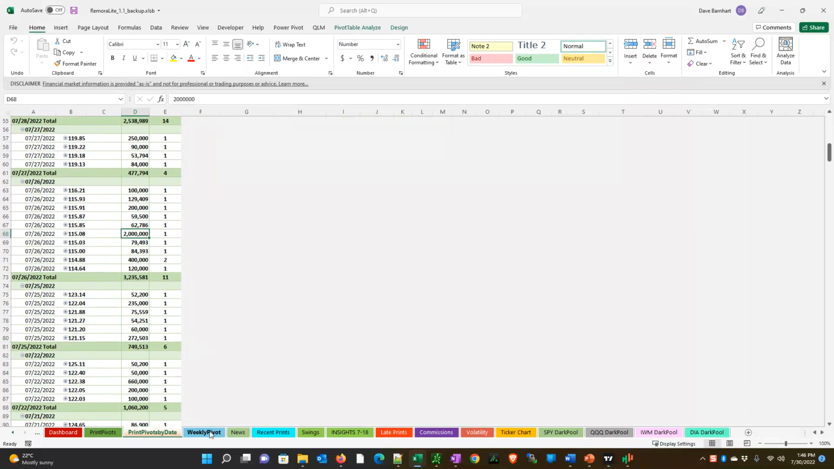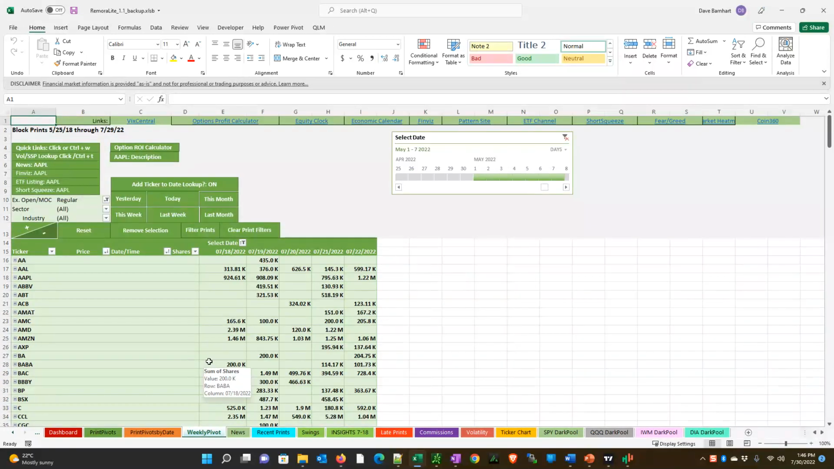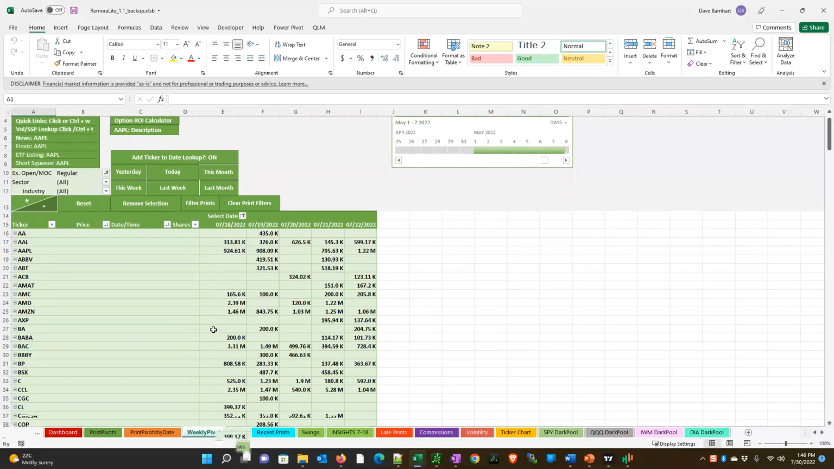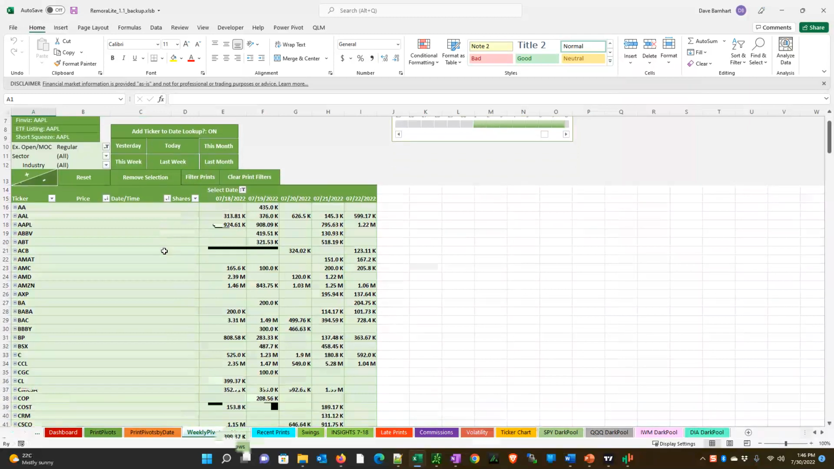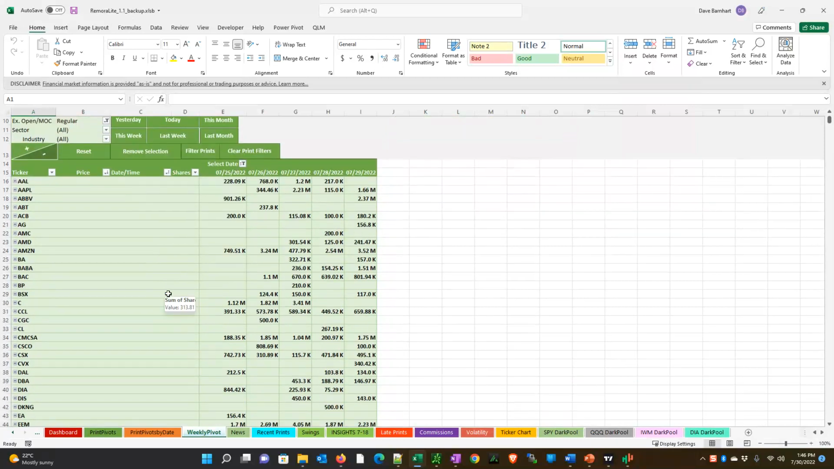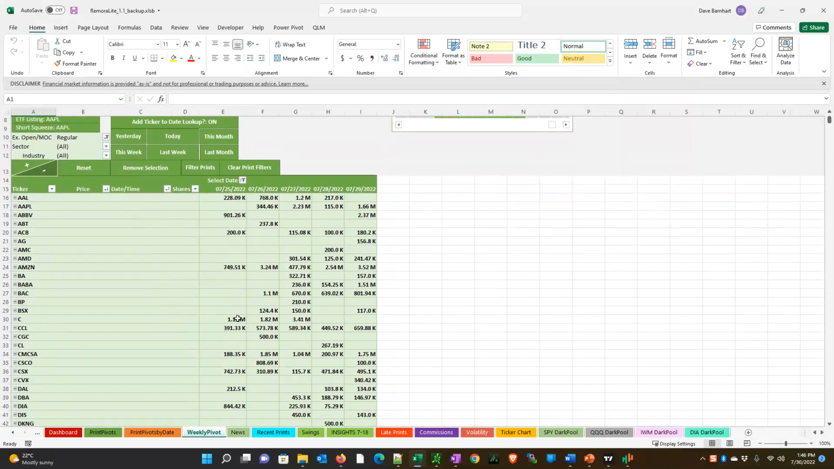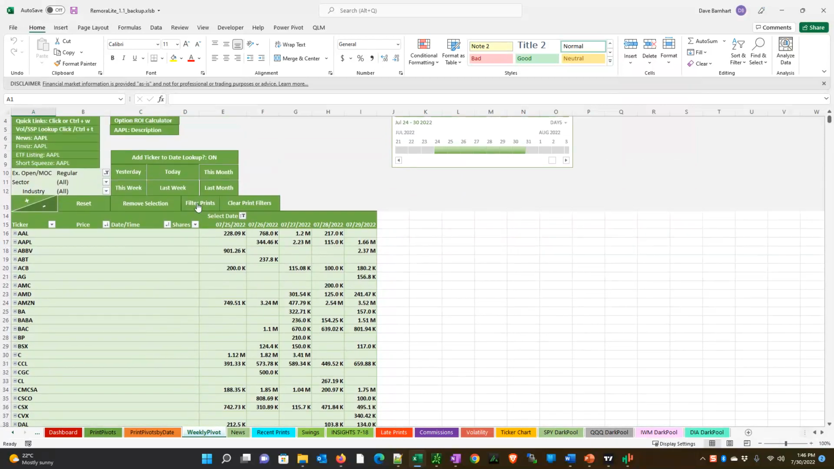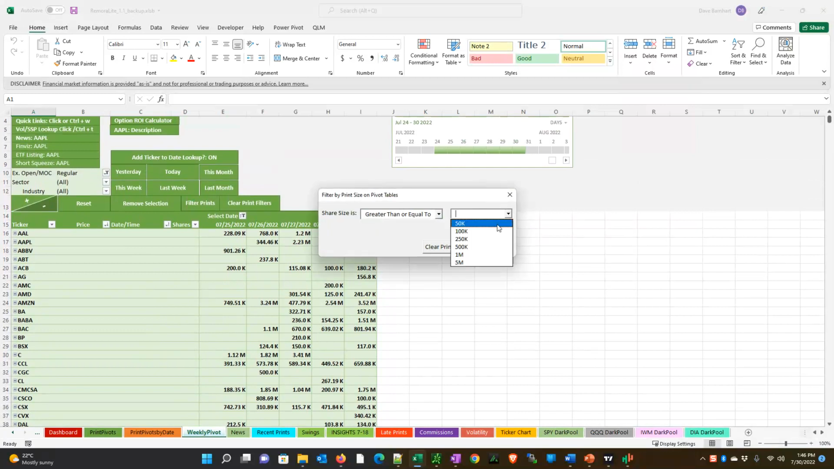The other one is the weekly pivot. I like this one because I'm a visual person. So if I was interested in prints for this week, let's click this week. Okay, so now it's all of the tickers with prints for this week. I can filter them and say I want over 400,000.